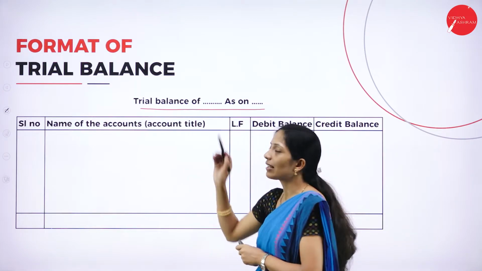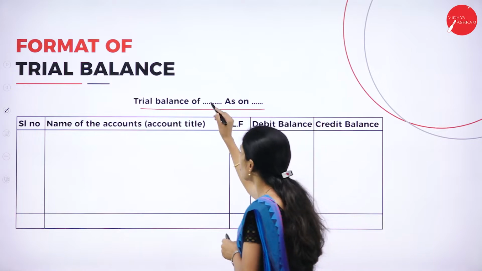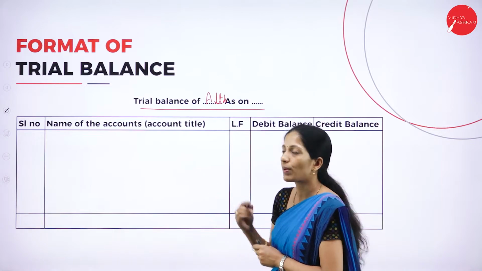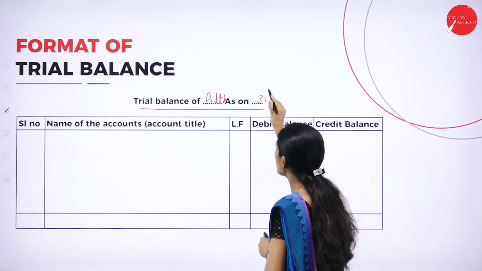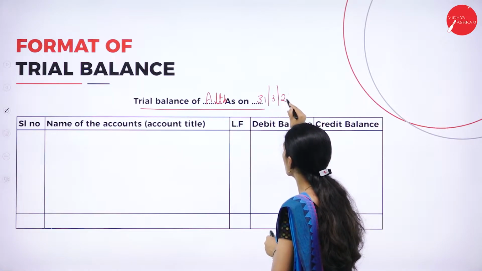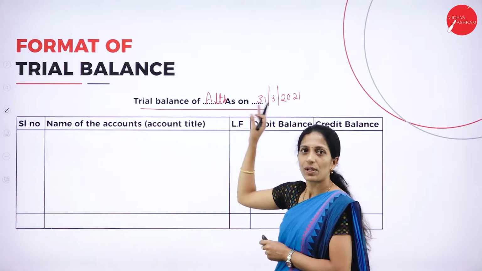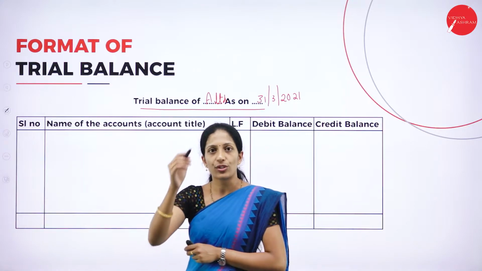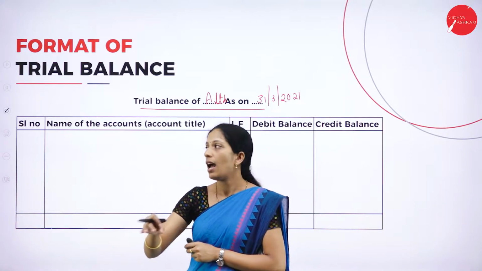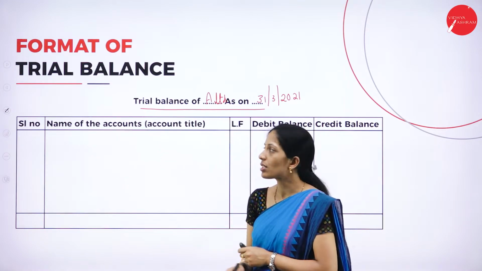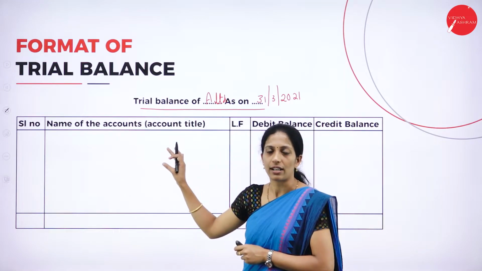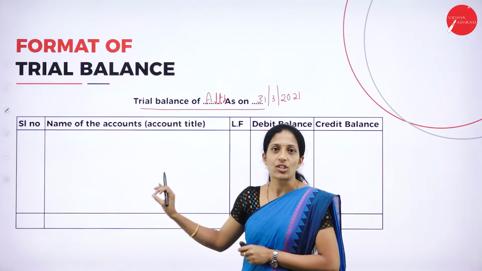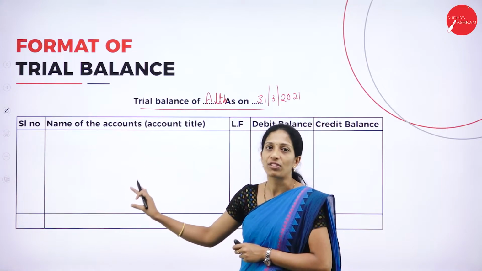You have to write the heading, trial balance of, suppose it is of A Limited. So, trial balance of A Limited as on, as we are going to prepare at the end of the financial year, 31st March 2021. So this will be the heading. Your first column will be serial number, where you are going to write the serial numbers from 1, and you will write the names of the accounts. So you will write the account title, for example, machinery account, sales account, purchases account, furniture account. So these are all the names of the accounts.